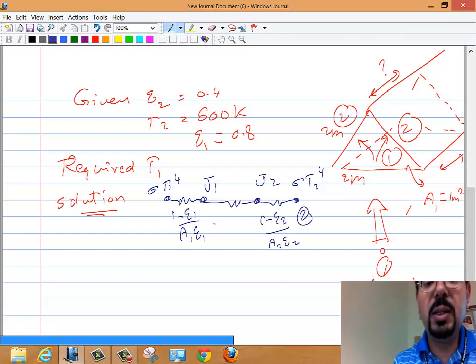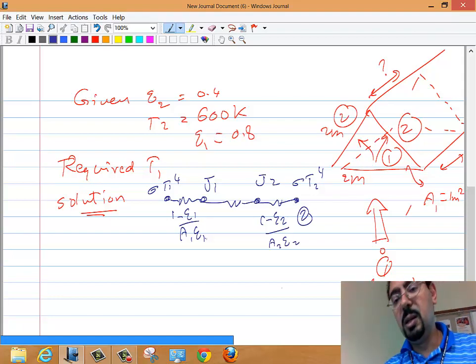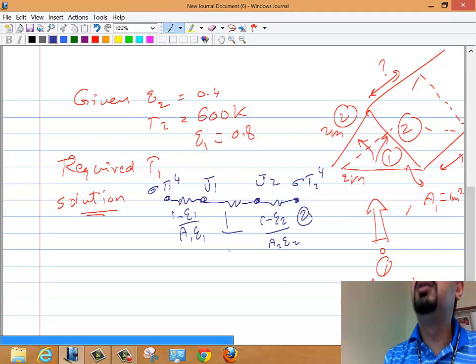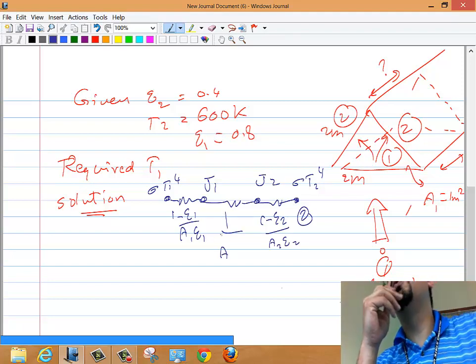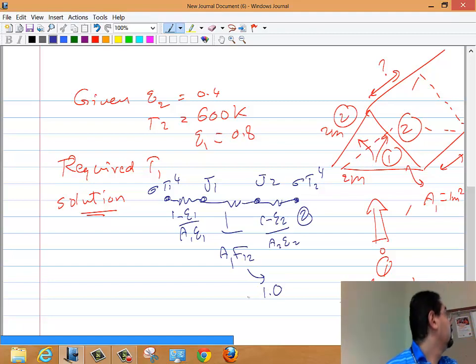Okay, and so what is the resistance between J1 and J2, or the space resistance to radiation, or the geometry resistance, as I like to call it? It is 1 over which A and which F? F1 to 2. So it's 1 over A1 F1,2. Someone else could have said A2 F2,1. Probably F1,2 is better, because that's the right direction. He's going from 1 to 2.